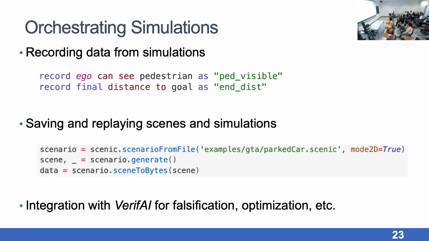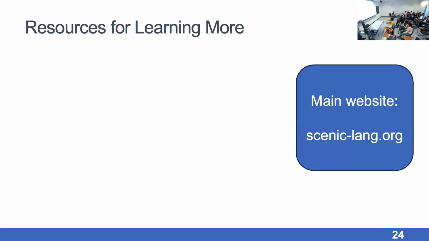And we also have integration with Verify, which Sanjit mentioned before, so that you can do things like not just sample values for things randomly, but search intelligently for values and parameters that lead to collisions or things like that, using optimization algorithms. And this will also come back tomorrow. Okay.